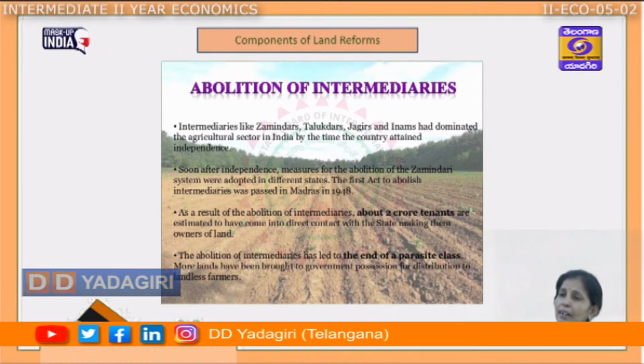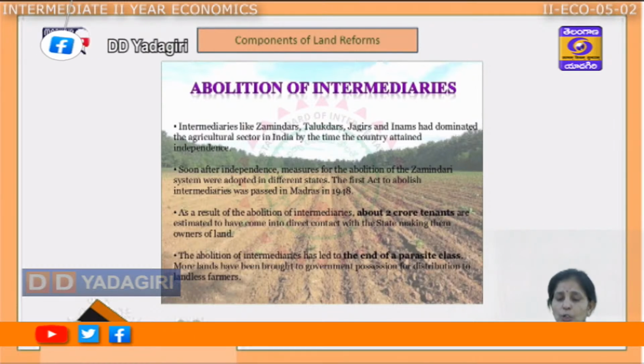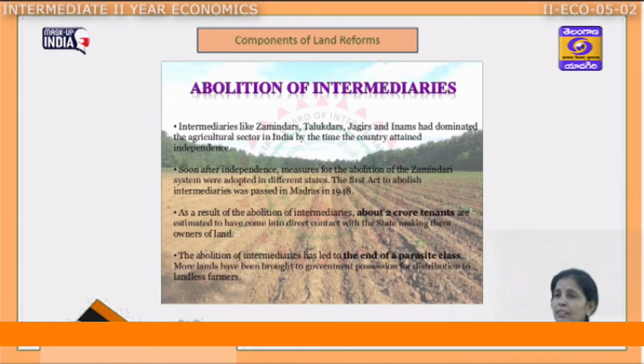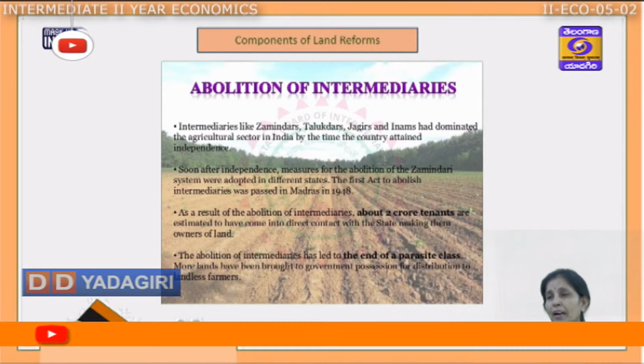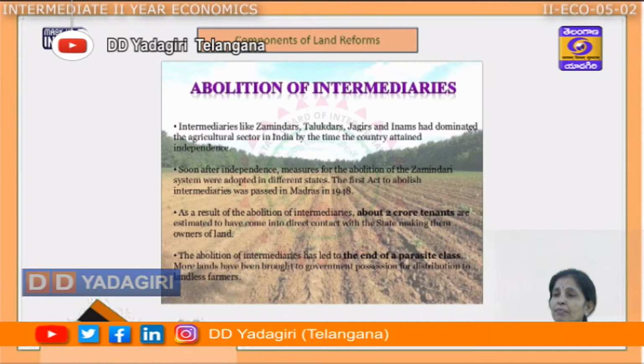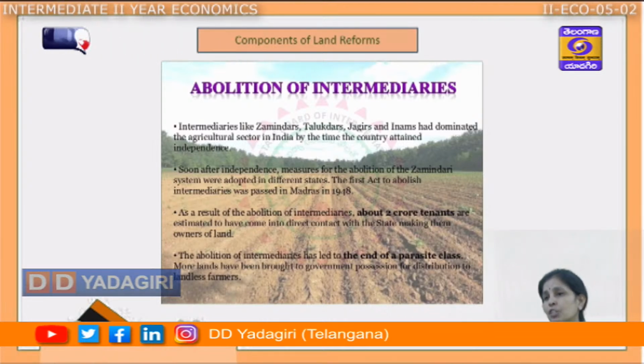This completely drained our wealth to the Britishers, and most of the policies adopted by these systems drained the entire agriculture sector. So soon after independence, the first and foremost land reform we implemented was to completely remove these intermediaries who had drained the agricultural wealth to the Britishers.